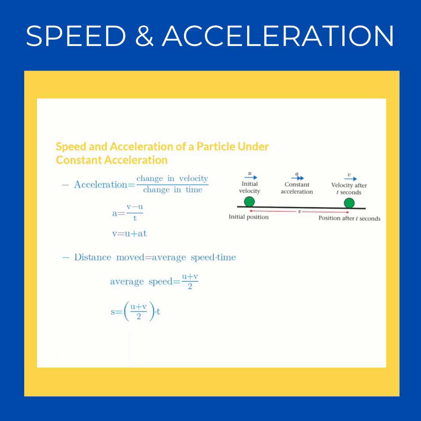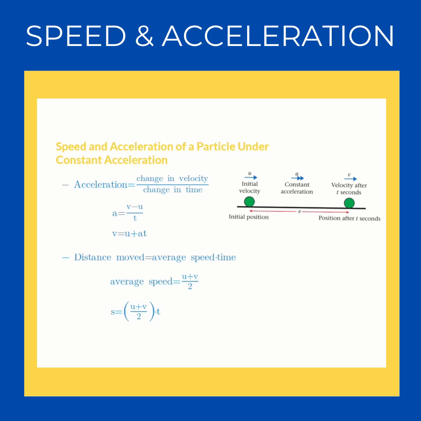If I'm given a green particle, this particle is at an initial position here with an initial velocity of u. Now, if this particle moves at a constant acceleration of a until it reaches this position after t seconds, the velocity after t seconds is given by v. So u is the initial velocity, a is the constant acceleration, and v is the final velocity.